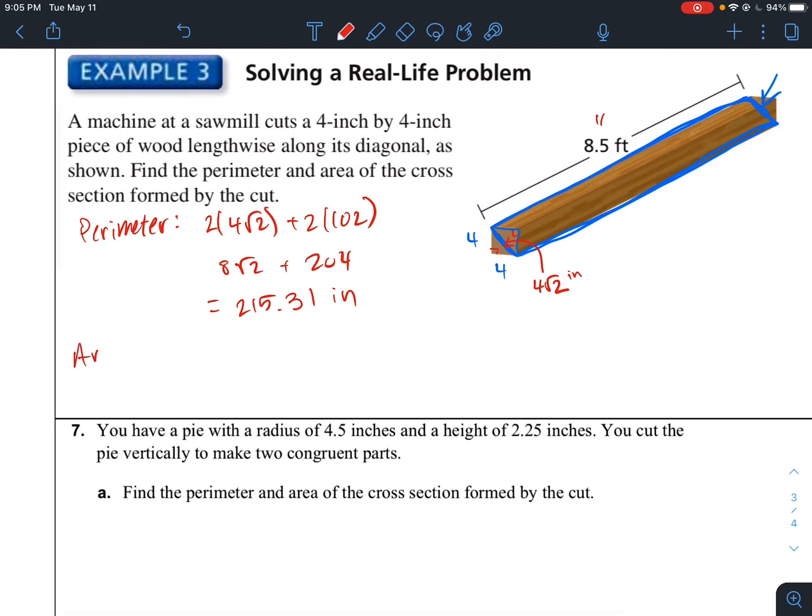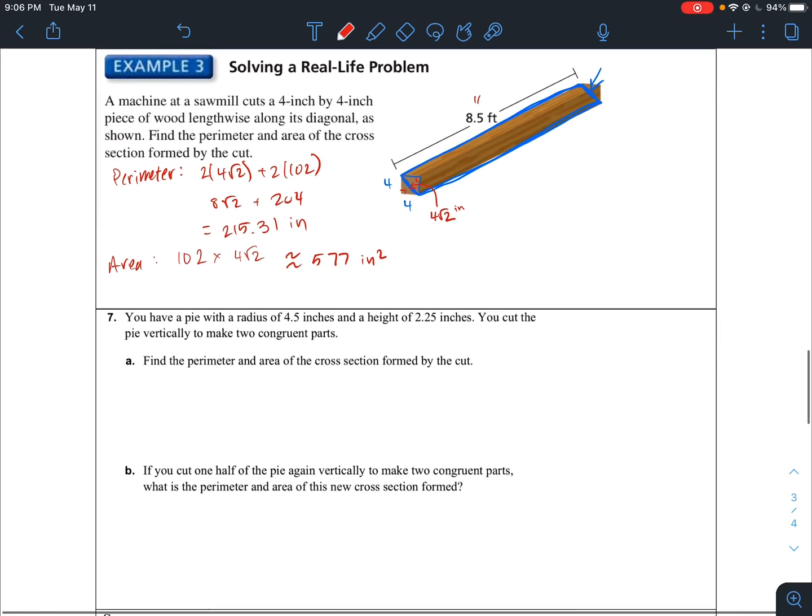Now the area of the cross section is just going to be the length times the width, so that's going to be 102 times 4 square root of 2. So 102 times 4 square root of 2. Okay, and I'm getting about 577 inches squared.